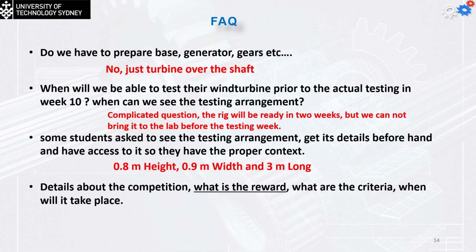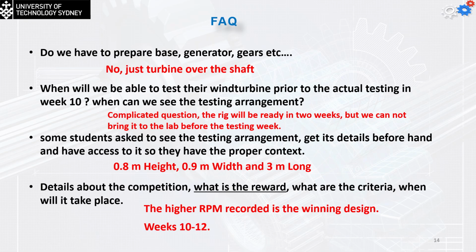Now, details about the competition: what is the reward, what are the criteria, and when will it take place. This question will be answered in time. Just leave it as a surprise for you. The criteria is we are going to check the RPM value for the shaft due to the movement of the wind turbine. The higher the RPM is, the more likely it is to be the winning design.